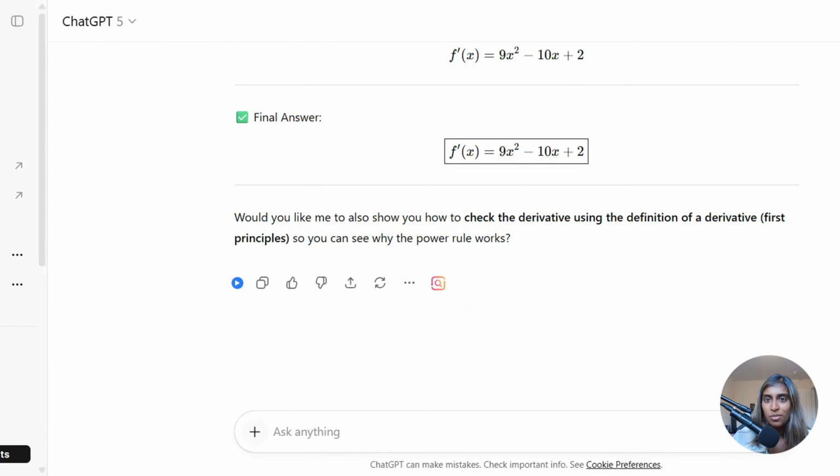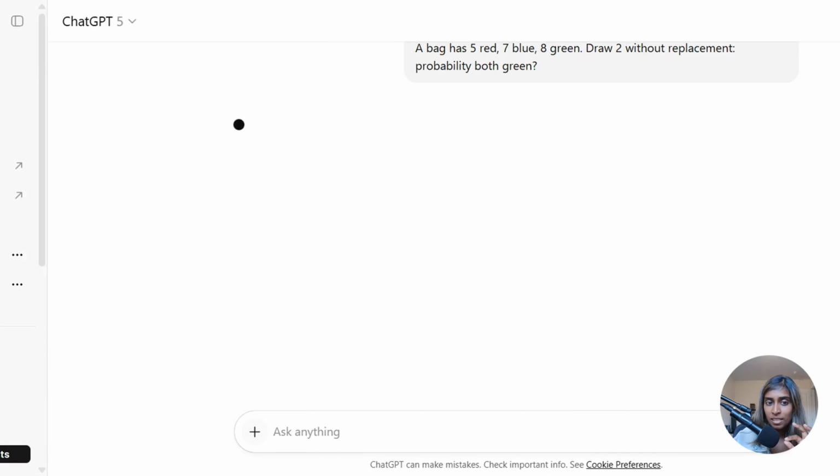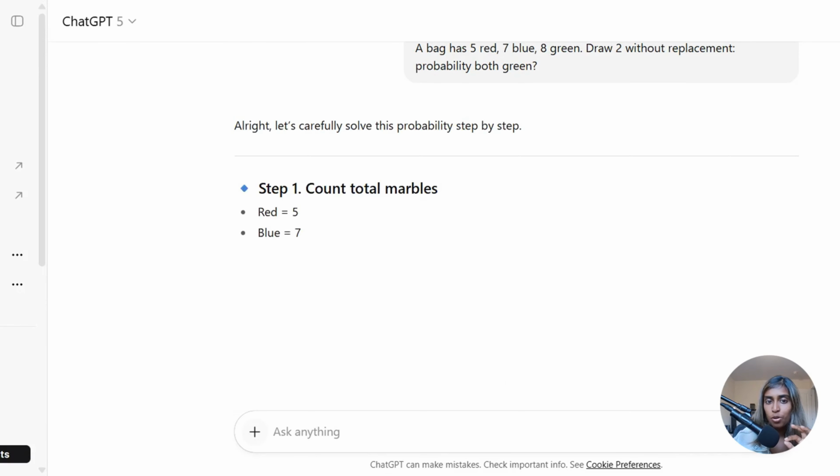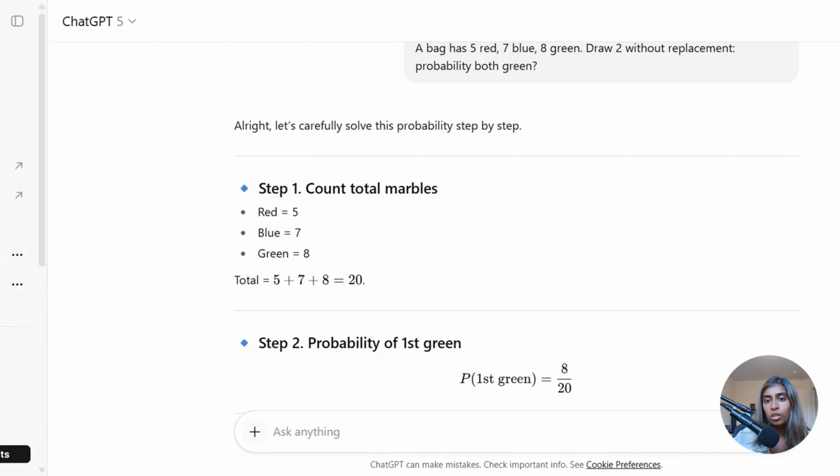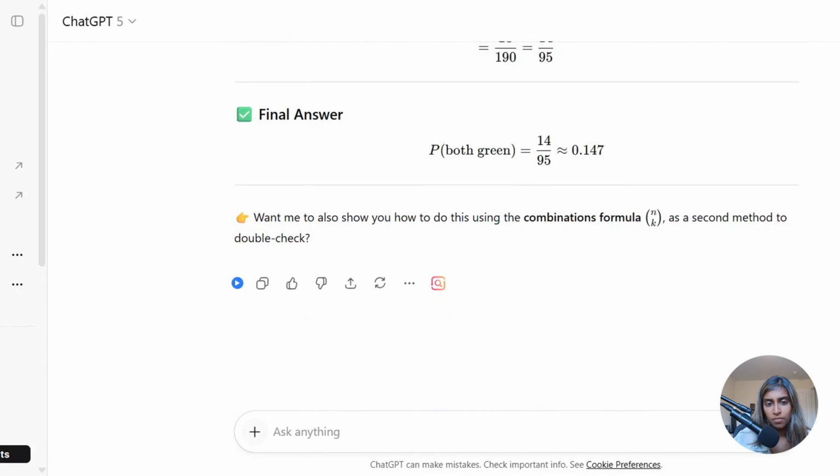Okay, are you ready to move on to probabilities right now? Probable. So let's ask it. A bag has 5 red, 7 blue, 8 green, draw 2 without replacement, probability both green. And in this case, I will ask for a tree diagram or a formula explanation. And it gives us the answer.